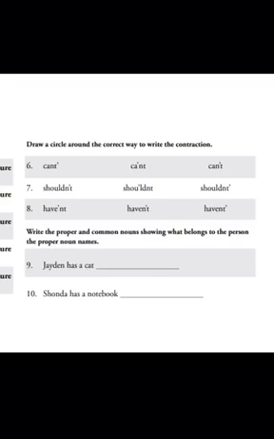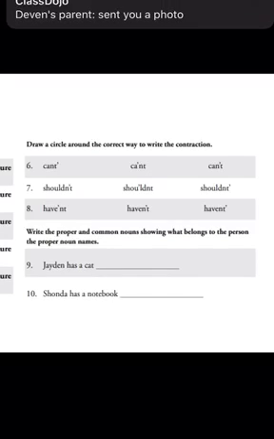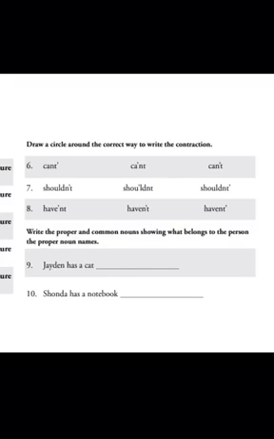says write the proper and common nouns showing what belongs to the person, the proper noun names. Let's do one of these together. Number 9, Jaden has a cat. How are we going to show that Jaden owns that cat? What are you going to want to add onto the name Jaden? Do you remember what was in our video? If you said an apostrophe and an S, you are correct.